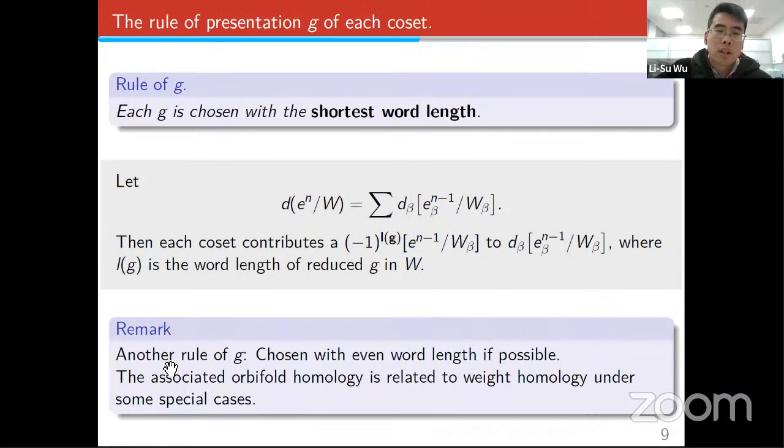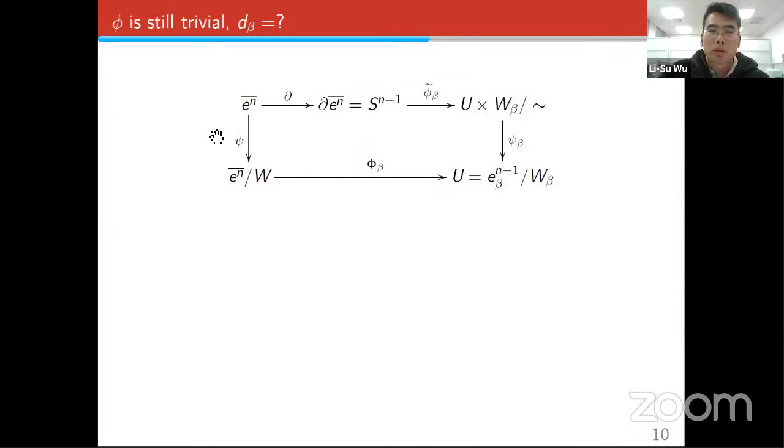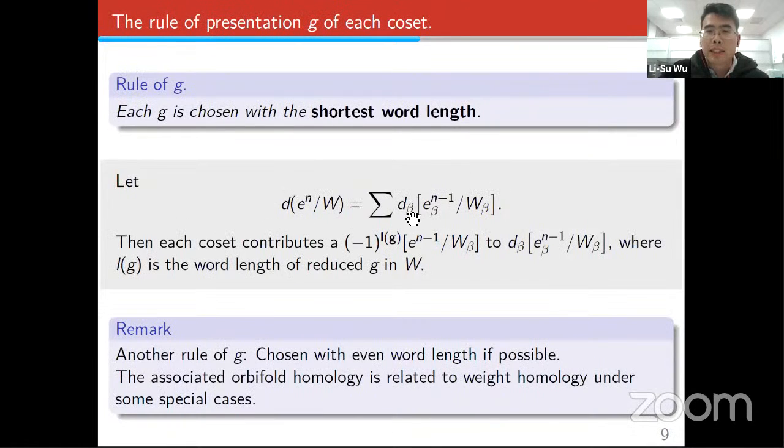Of course, there is another rule for g. For example, choosing g with even word length. If chosen purposely, then the associated orbifold homology is related to the weighted homology under some special cases. And in this talk, we only consider these rules. Under these rules, we can study how to define this d_beta.